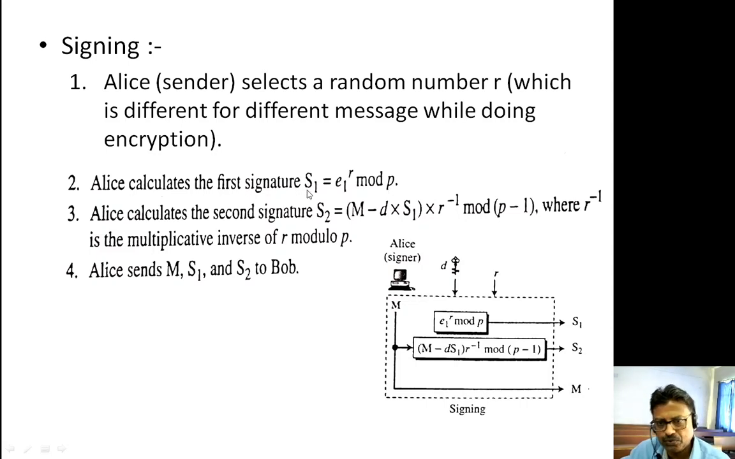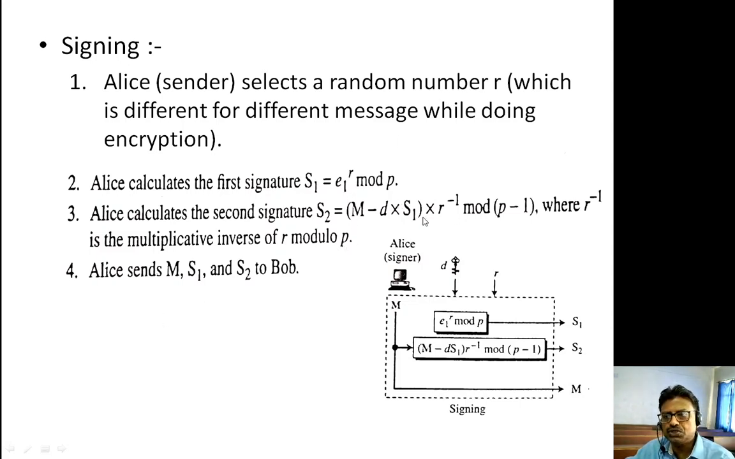So it will be able to calculate the value of S1 as E1 to the power R mod P. Now Alice calculates the second signature, that is S2. It knows the message M, and it subtracts from that message the multiplication of the private key and S1, which we have calculated. Then it takes the inverse of R with mod P minus 1, where R inverse is the multiplicative inverse of R, the random number, with modulo P minus 1.